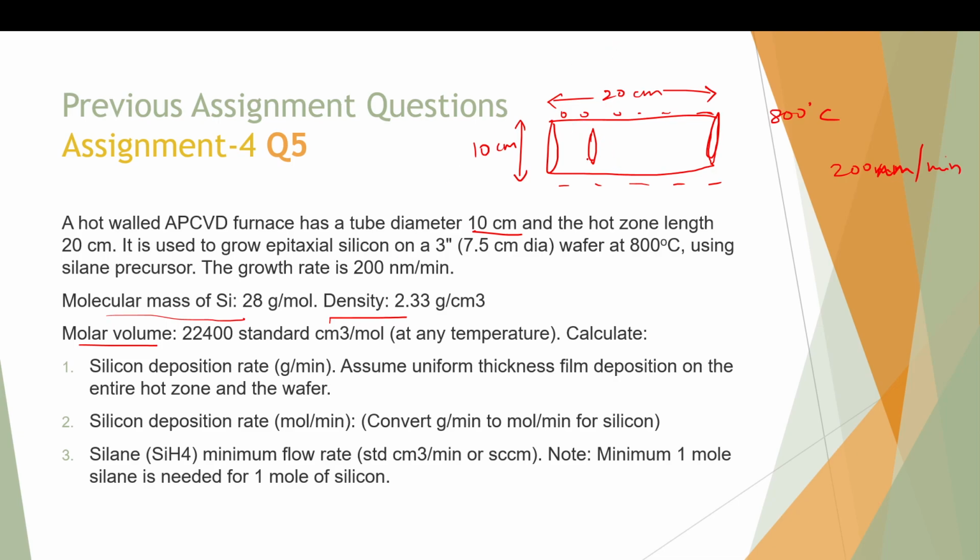Since this is a hot wall furnace, silicon will deposit on both sides of the wafer, as well as on the walls of the chamber, because it's a hot wall furnace. So the reaction will happen at every place wherever it is hot. So first, to calculate the silicon deposition rate, let us calculate the area. Area of deposition.